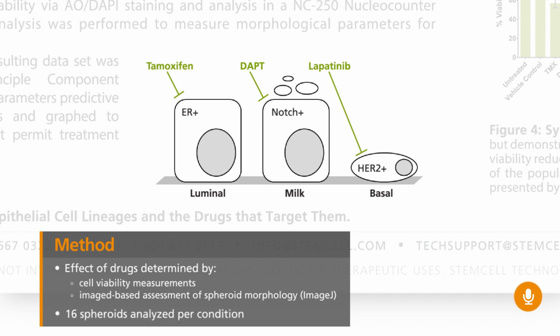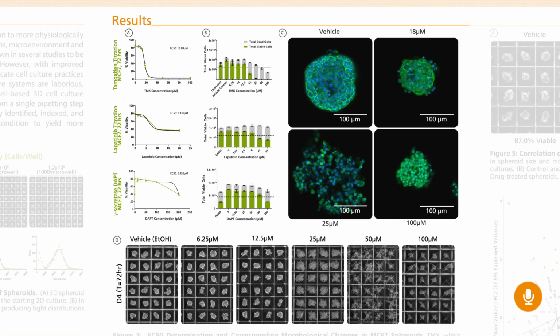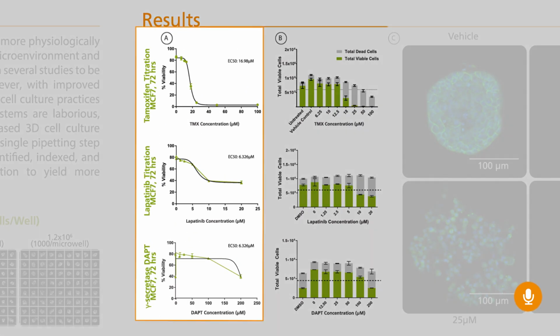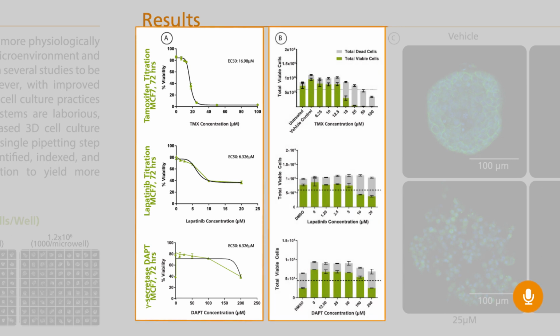Briefly, an array of 16 spheroids per condition were analyzed, and a variety of outputs generated, including descriptors of spheroid size, shape, orientation, and brightness. Figure 3 shows the changes in viability in response to treatments. Panel A shows EC50 curves, and Panel B shows the total number of viable cells in each treatment.